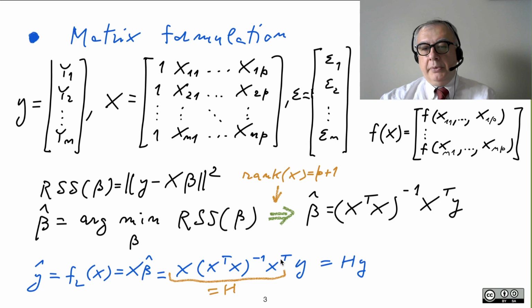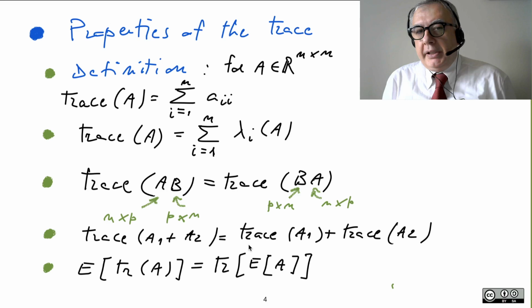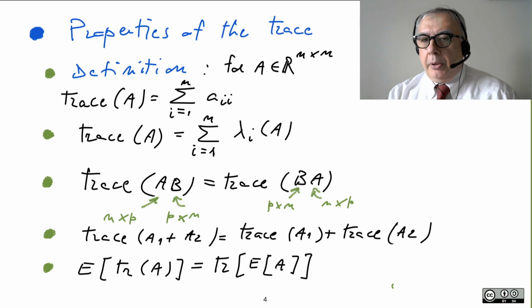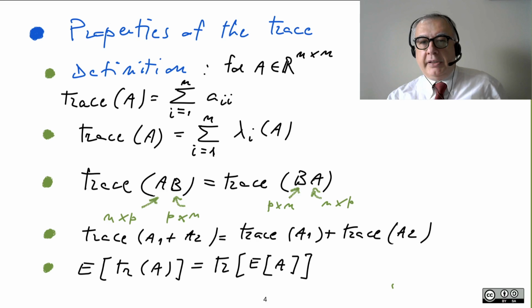Before proceeding with the derivation of the Cp criterion, I need to review some properties of the trace operator. This will be quick, something that most of you already know and maybe remember quite well, but it is useful to have a quick review. So the definition: the trace of A is defined as the sum of the entries of the matrix on its main diagonal. So A is a square matrix.